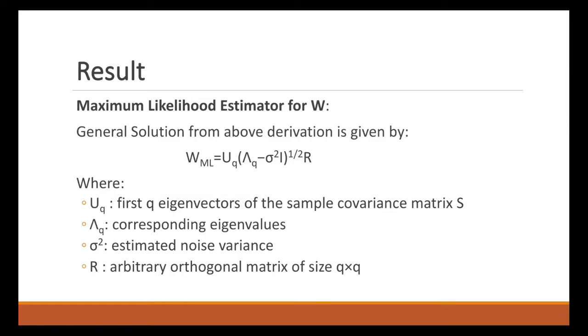From this, if we derive, we'll get the general solution, and the whole derivation is in appendix A of the research paper that I'll provide in the video description. So the general solution we got as W maximum likelihood is this. U_q is the first q eigenvectors of the sample covariance matrix S, and Lambda_q is the corresponding eigenvalues, sigma square is the estimated noise variance, and R is some arbitrary orthogonal matrix. Why this R came, we'll discuss later.